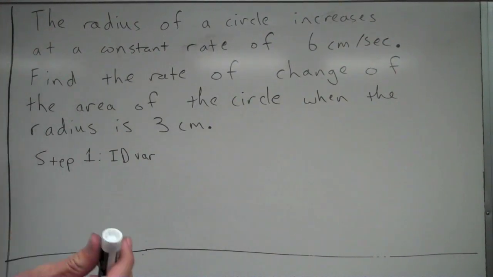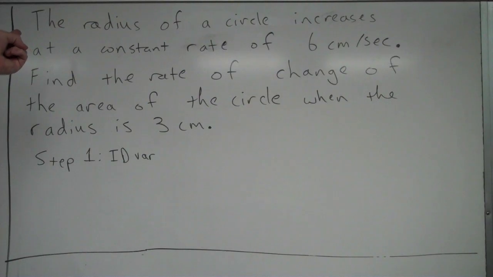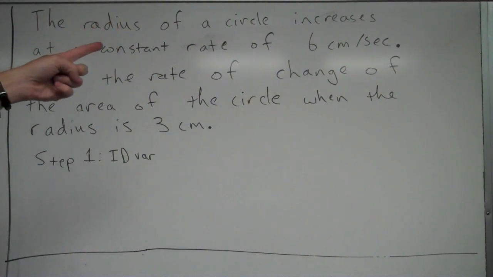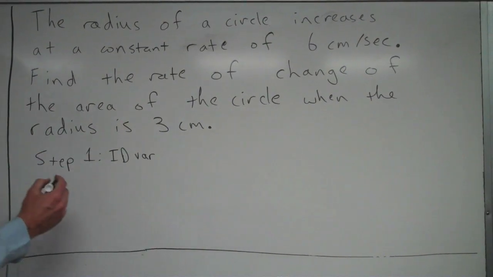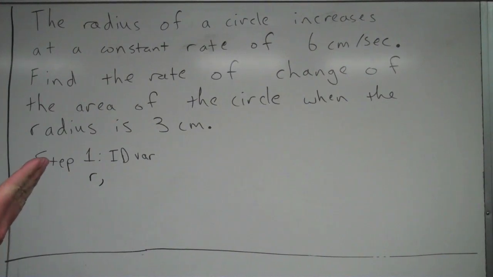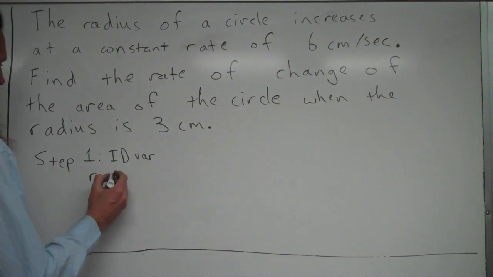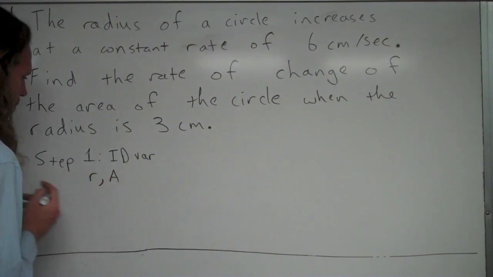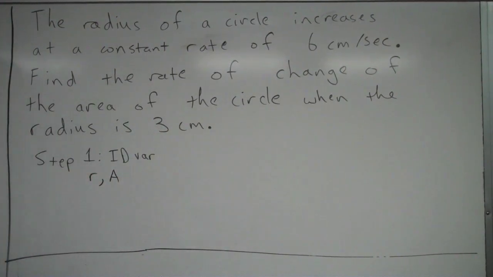Well, I have a circle I'm dealing with, right? And the first sentence says the radius of a circle increases at a constant rate. So it's telling me that this radius is changing. So the radius, so r, is definitely one of my variables. And I've got to think about it, as the radius changes, the circle's increasing, and I mentioned area in here, so the area of this circle is increasing. So that's going to be my 2 variables in this problem, r and a.